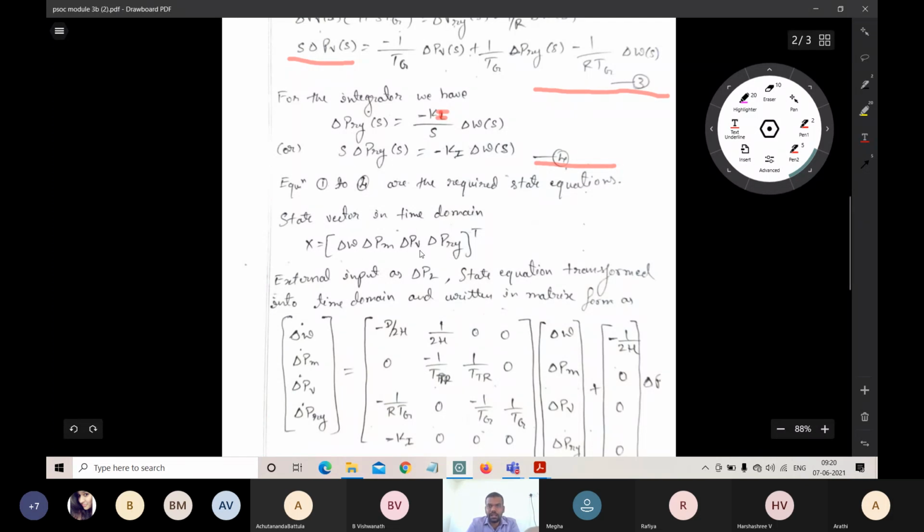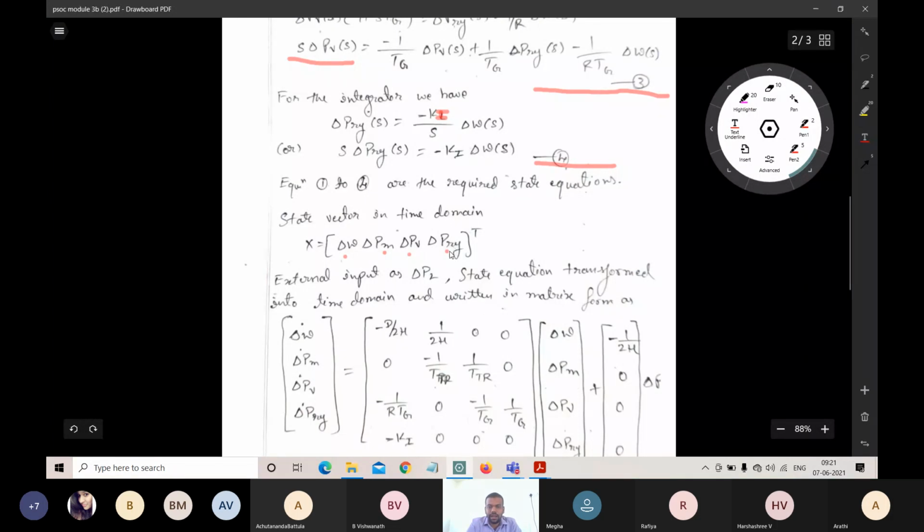This is what we have been deriving all this time, the outputs. So delta omega is the output of the whole thing, the output of the AGC as well as the output of the generator plus load. Delta pm is the output of the turbine. Delta pv is the output of the governor. Delta p reference is the output of the integrator. So by considering the output equations, we are forming a vector. So this vector will be given by x: x is equal to delta omega, delta pm, delta pv, delta p reference. So we are just considering the time domain.